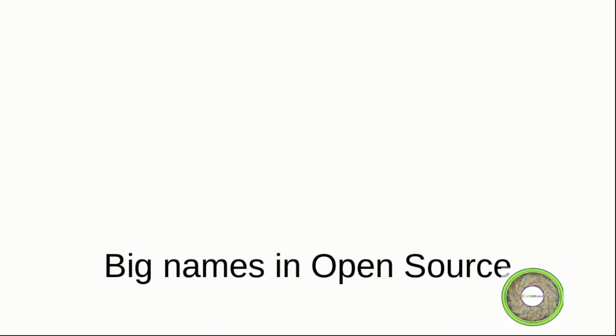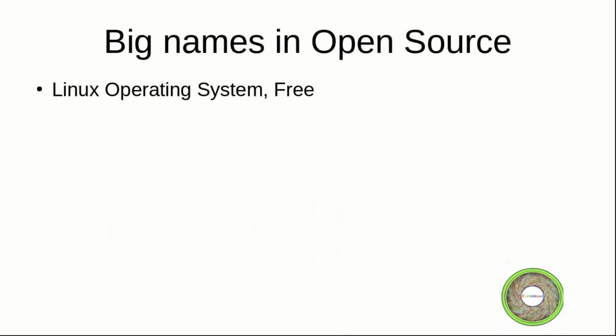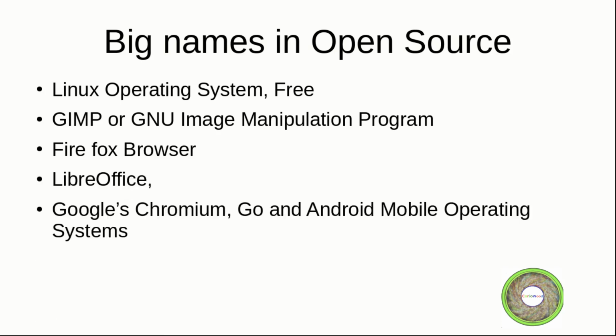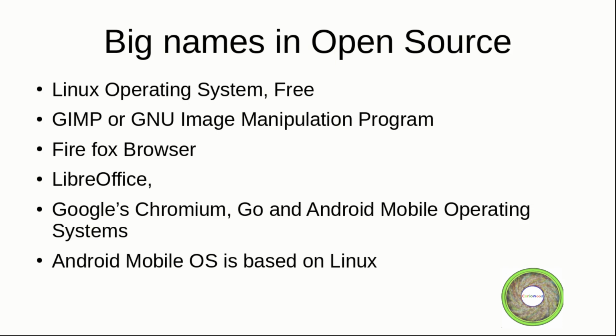There are tons of open source software, but only some of the big names are the Linux operating system, GIMP or GNU Image Manipulation Program, Firefox browser, LibreOffice, Google's Chromium and the Android mobile operating system. So if you are looking for a free operating system, so you don't have to spend any money, there is Linux Ubuntu operating system, where you spend no money at all. So just a reminder, if you have an Android OS mobile, it is based on Linux software.